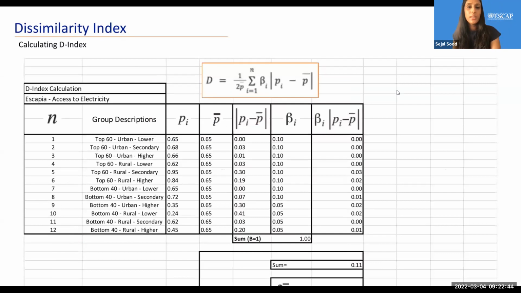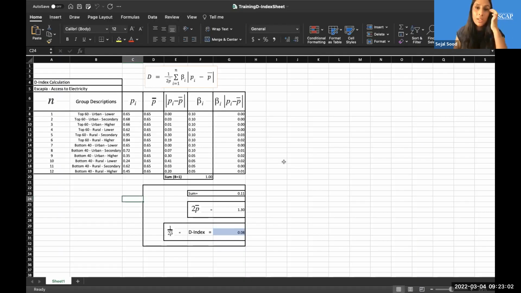So here we have a simple calculation of the D index. Let me take you through this. This material is also available on our website, so if anyone would like to experiment with the calculation, you can feel free to download this Excel file from the website and do your own calculations.